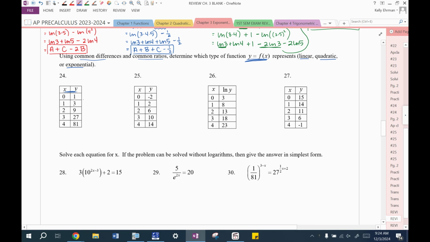So like 1 times 3 is 3. 3 times 3 is 9. 9 times 3 is 27. 27 times 3 is 81. So there is a common ratio of 3. If y has a common ratio, then y is exponential.